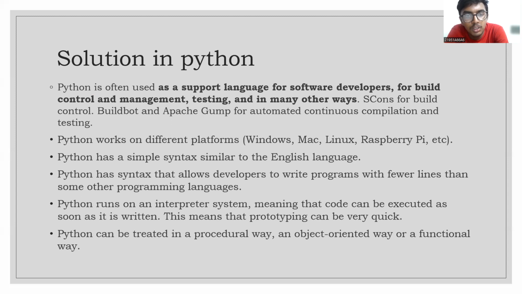Python has a simple syntax similar to the English language. Python has syntax that allows developers to write programs with fewer lines than some other programming languages. Python runs on an interpreter system, meaning that code can be executed as soon as it is written. This means that prototyping can be very quick. Python can be treated in a procedural way, an object-oriented way, or a functional way.